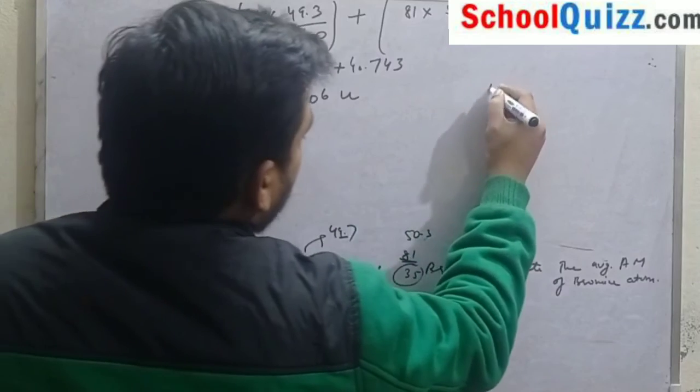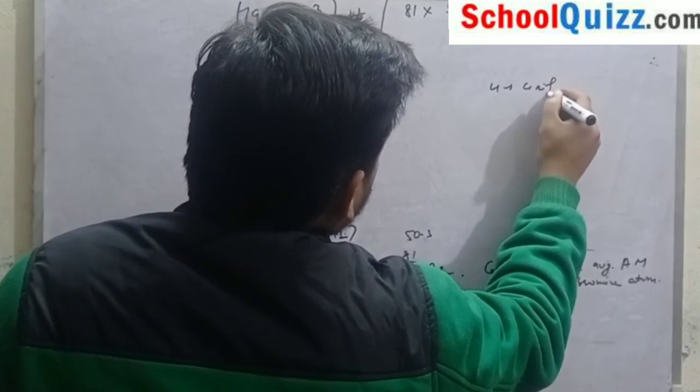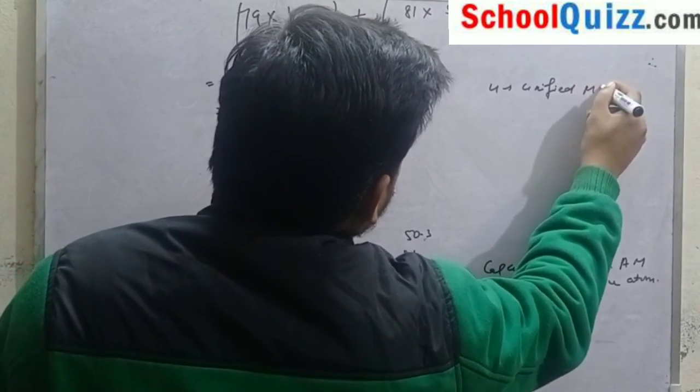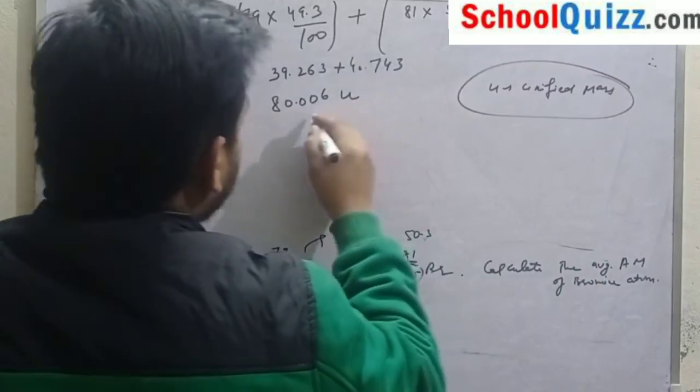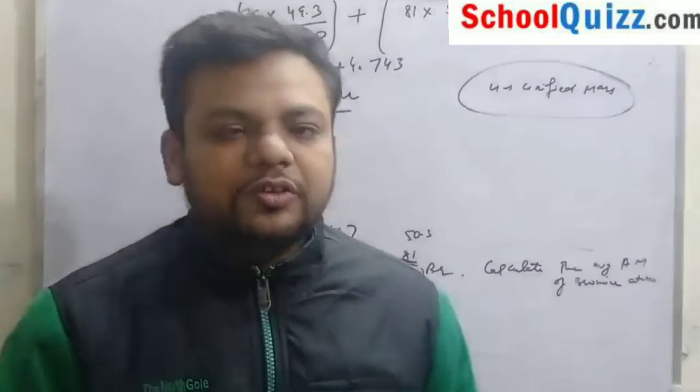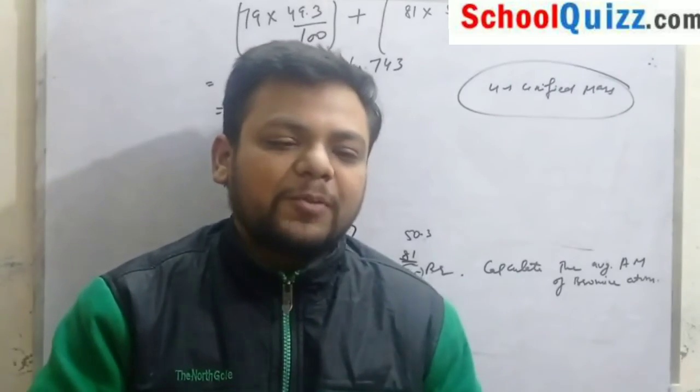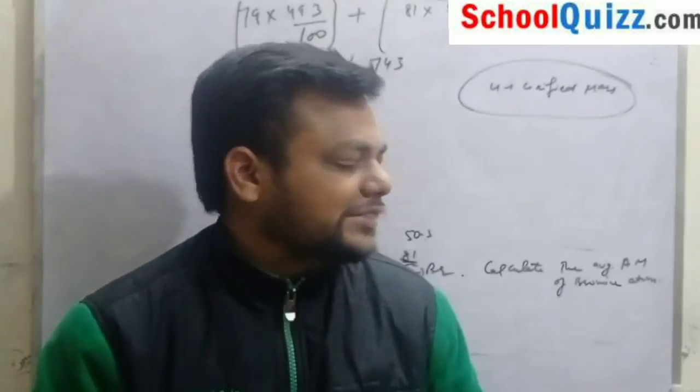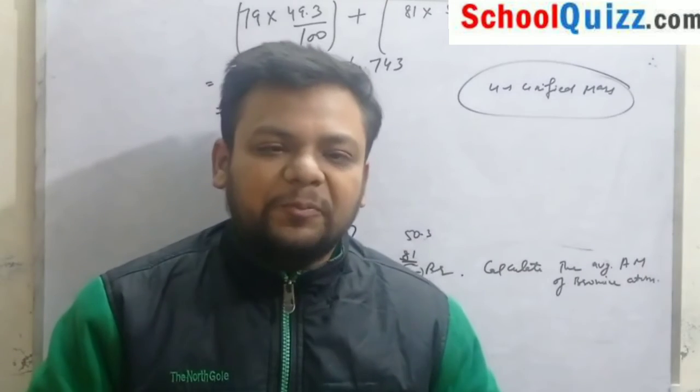So our answer comes out to be 80.006 U. As we already know, U is unified mass. So our atomic mass comes out to be 80.006. So this is all about our today's topic, that is NCERT questions 6 to 10 of chapter 4, structure of atom.